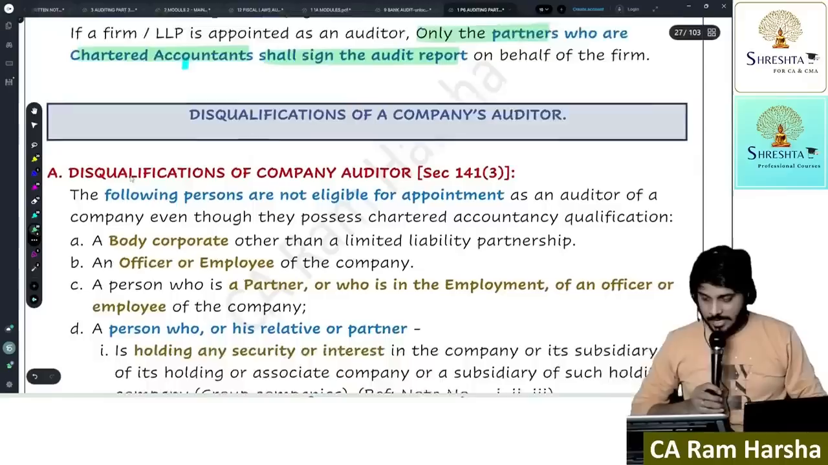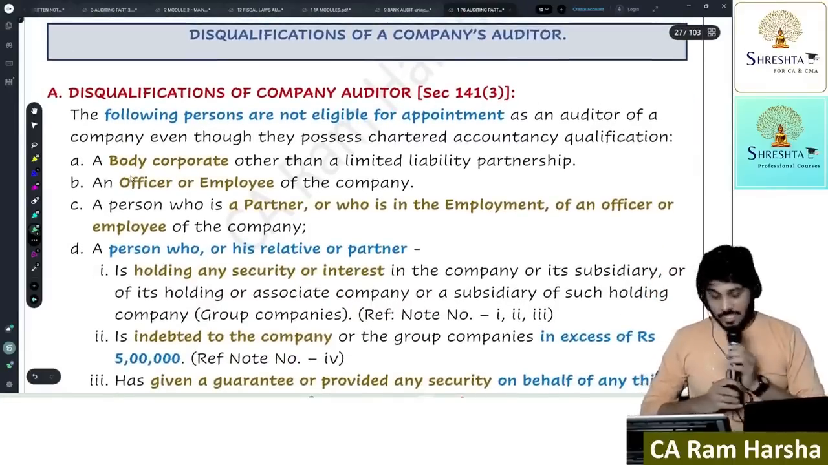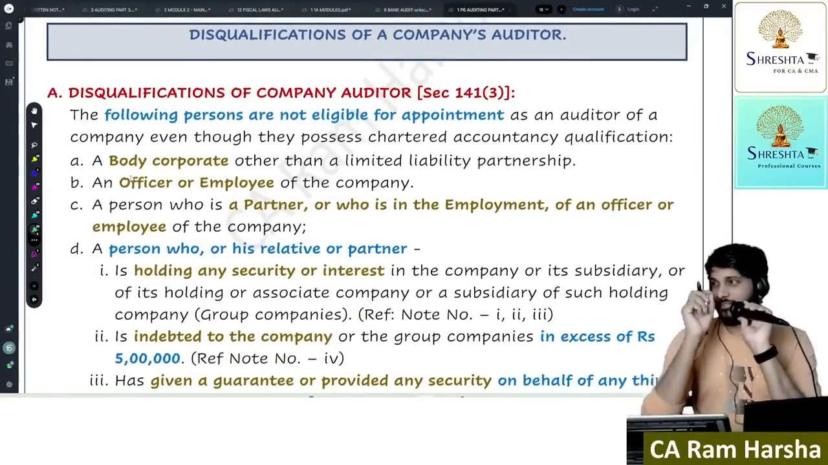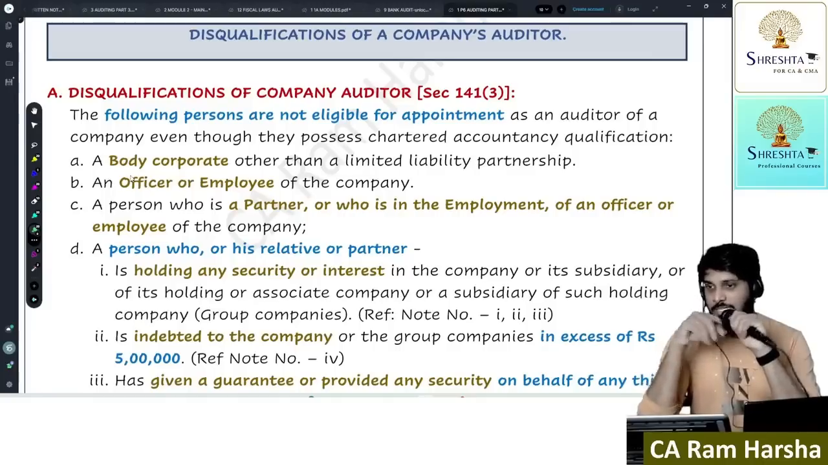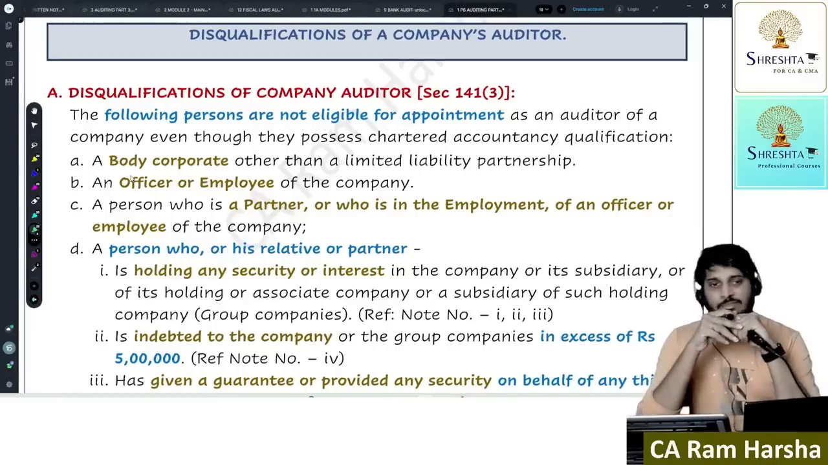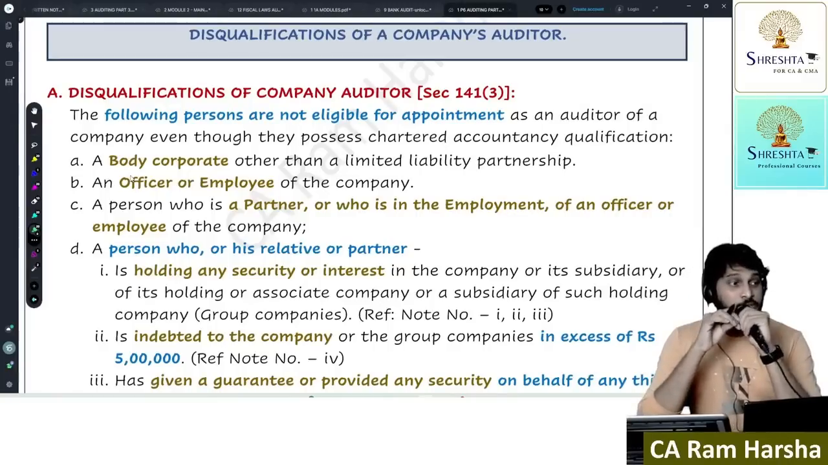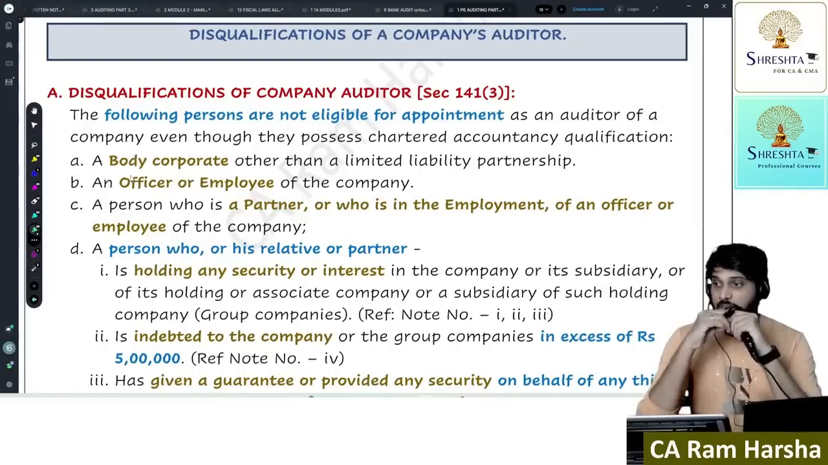Getting it? Next. Now there is a question in the institute book, in the first chapter, I think. Suppose one partner was appointed as an auditor. One partner is the engagement partner. He verified the entire audit, but before signing, he died. Can the other partner sign the audit report without verifying the working of the previous partner?